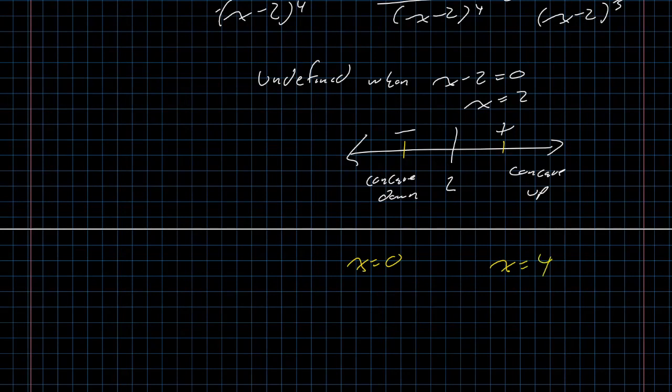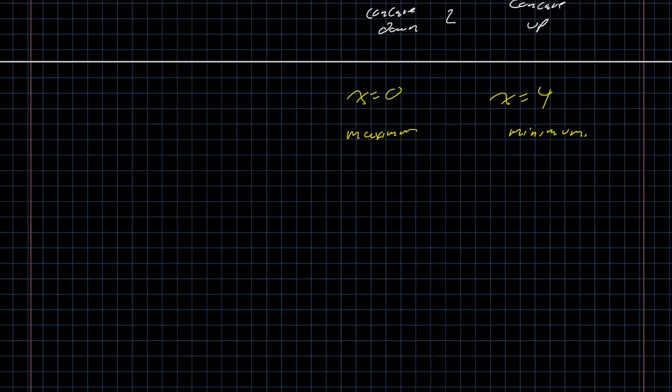I'll remind you from our previous discussion, we saw that x equals 0 and x equals 4 were the critical values. When x equals 0, we are concave down, and when we're concave down, that means we might have a maximum. When x equals 4, we're concave up, and when we're concave up, that means that we have a minimum. And now we have all the tools that we need to finish our graph.